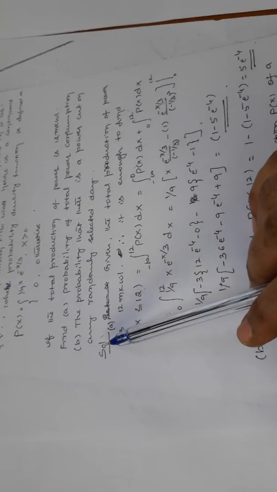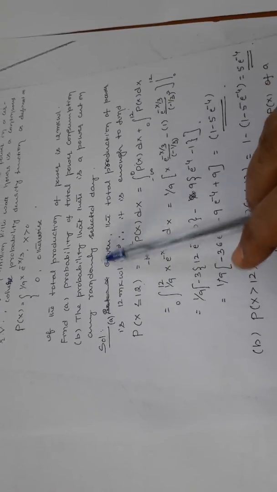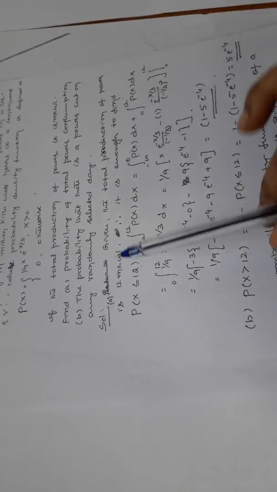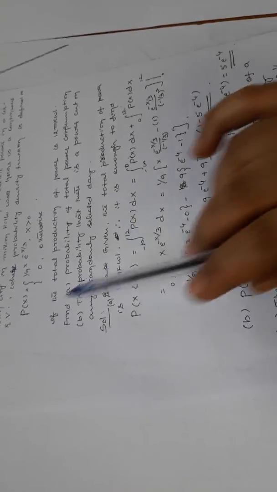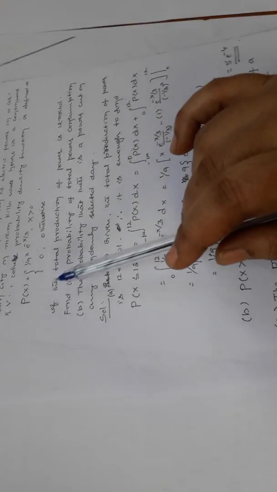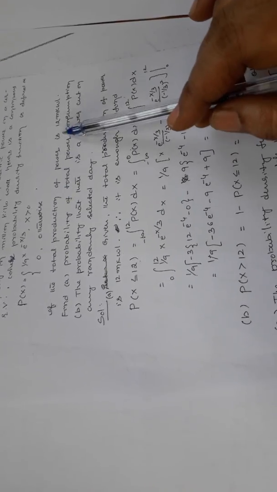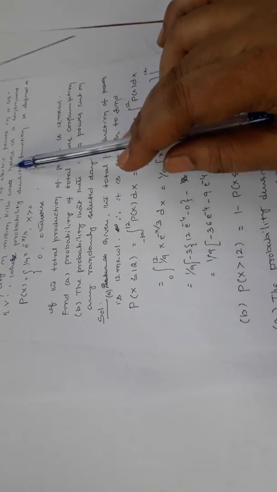And the second case is, find the probability that there is a power cut on any randomly selected day. Okay, this is one of the electrical and electronics related problems. Now, what they have given is a probability function, a PDF, and they have given that the total production of power is 12 million kilowatts.